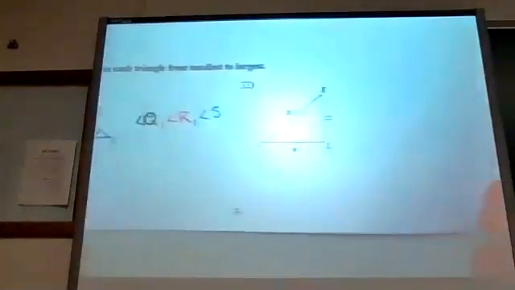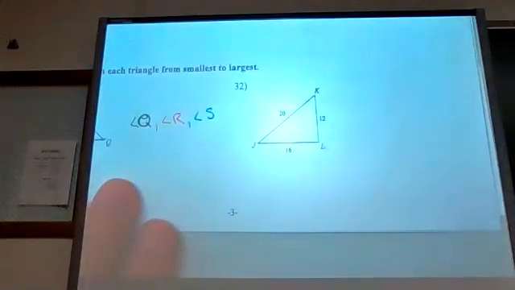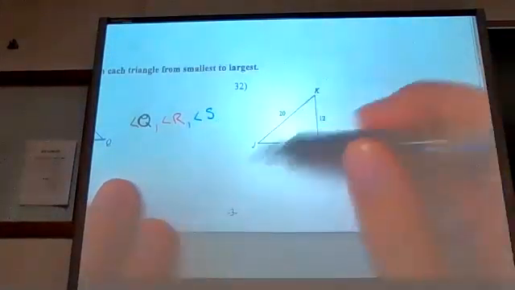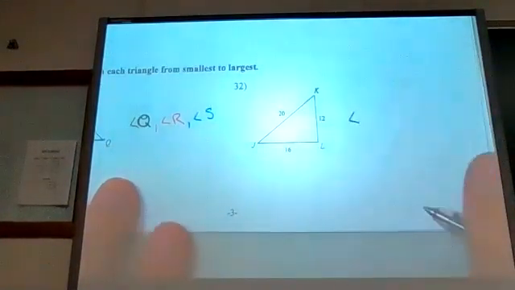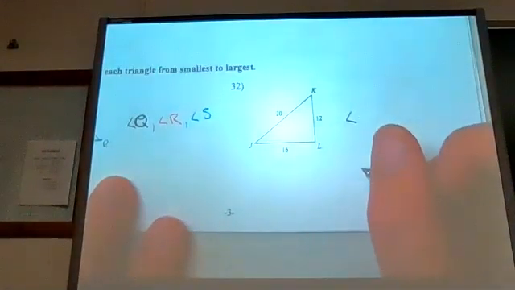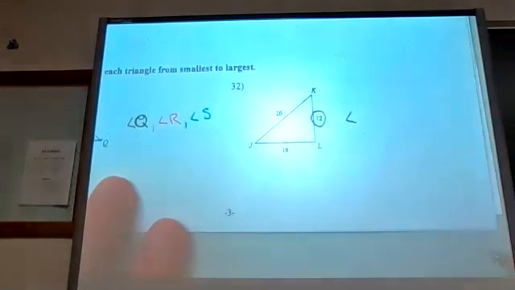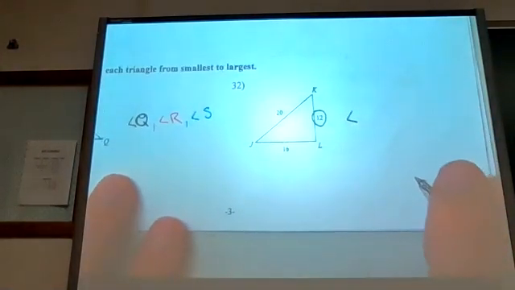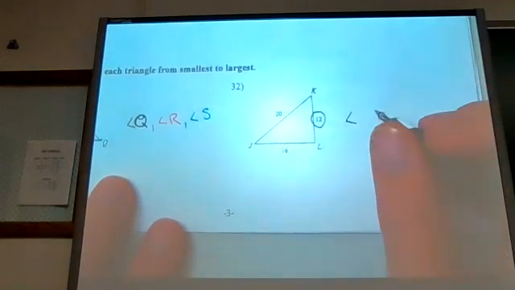And on 32, what would be my smallest angle? Angle. Okay. I would say this is my shortest side. Oh, yeah. So which angle then would be the smallest?